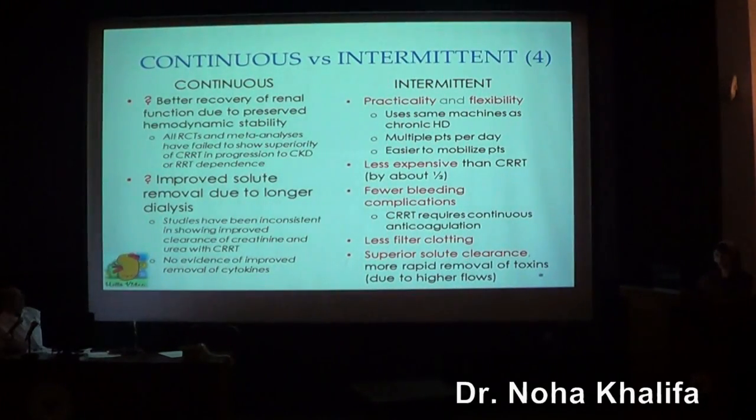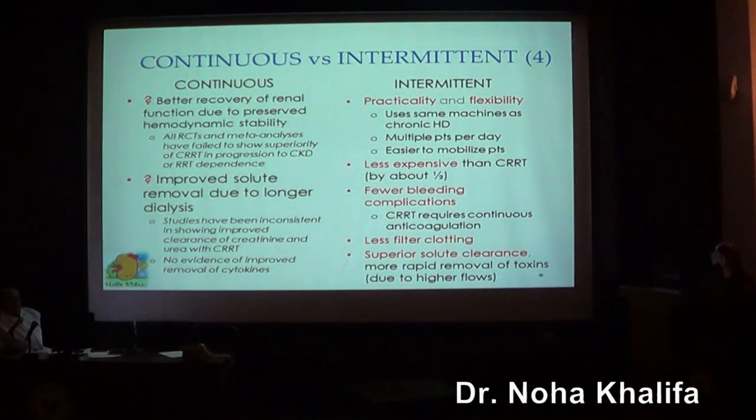So I tried to make a table just to demonstrate the differences and compare between both. When we talk about continuous in terms of studies, it's unknown if there's better recovery of the renal function because you preserve the hemodynamic stability. It's unknown if you have an adequate removal of solutes because of the longer dialysis. We're not sure if there's improved removal of cytokines. There's no evidence on that.